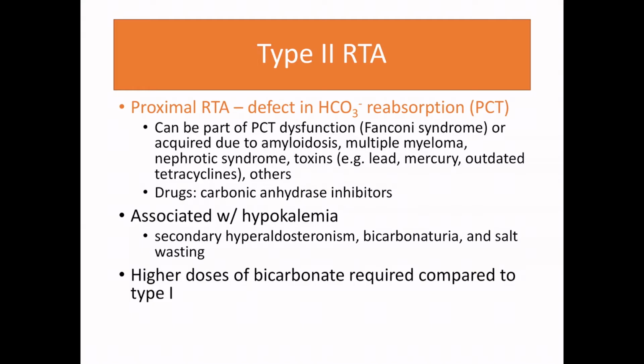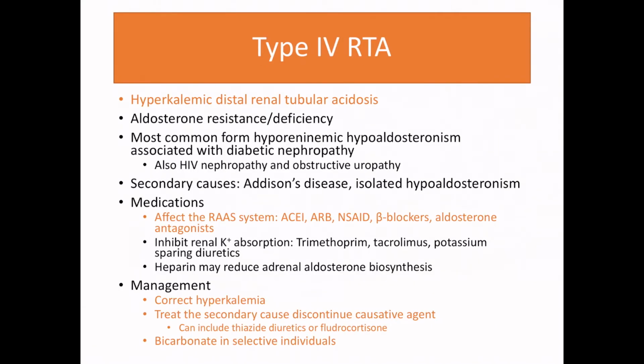A drug that causes proximal renal tubular acidosis is carbonic anhydrase inhibitors. This, like type 1, is associated with hypokalemia, and again is secondary to hyperaldosteronism and salt wasting. This requires a much higher dose of bicarbonate compared to type 1, as I mentioned before.